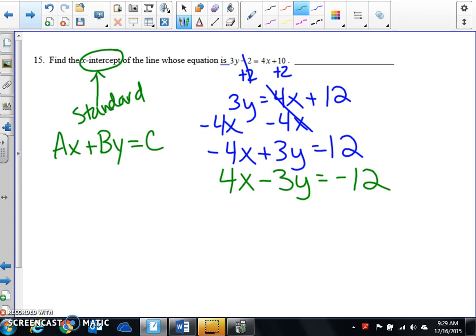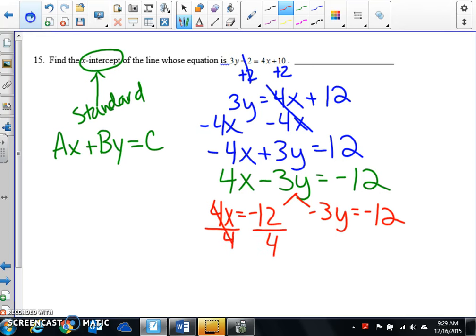Okay, so now they just want the x-intercept. So I go ahead and I break it up. This is 4x equals negative 12. Negative 3y equals negative 12. And I'm going to divide both sides by 4. So x equals negative 3. So they want the x-intercept. Remember, intercepts are points. So this is the point, negative 3, 0.